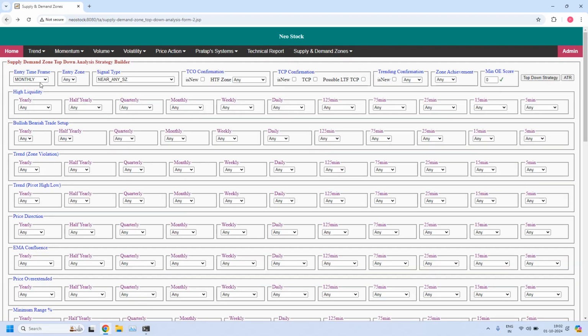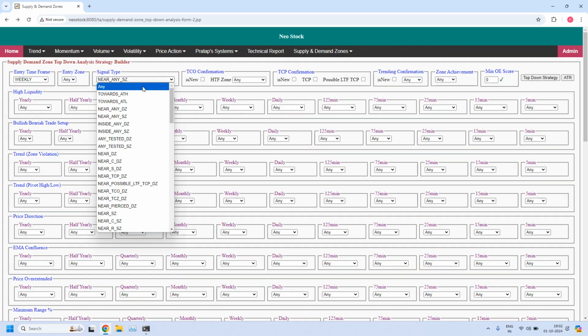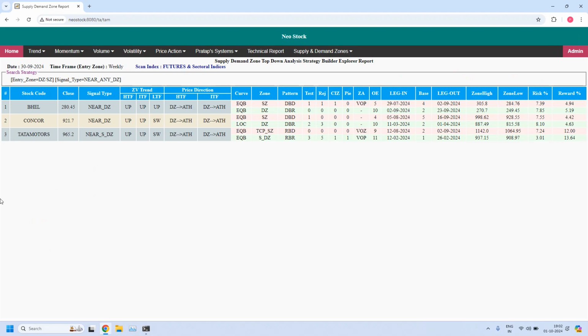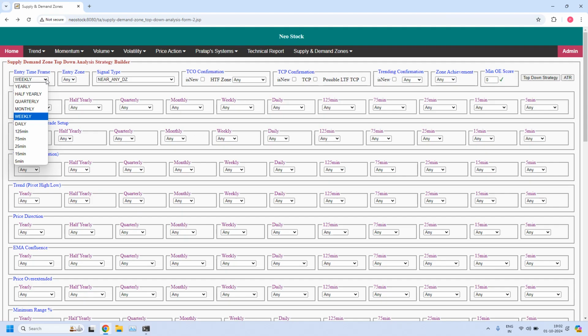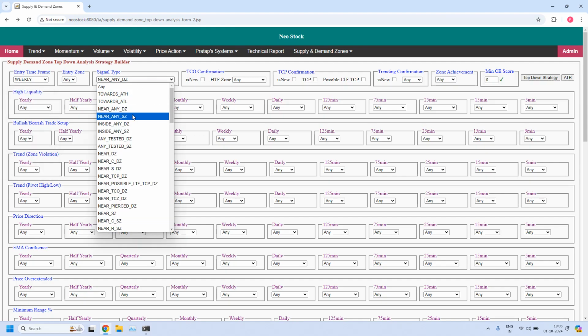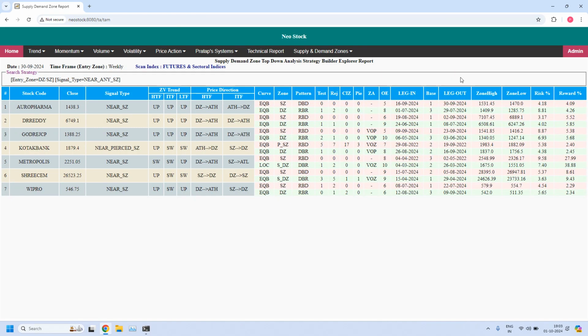Next time frame is weekly. Let us find the stocks near weekly demand zone. Three stocks are filtered near to the weekly demand zone. Next, for weekly time frame, let us find the stocks near weekly supply zone. 7 stocks are filtered near to the weekly supply zone.